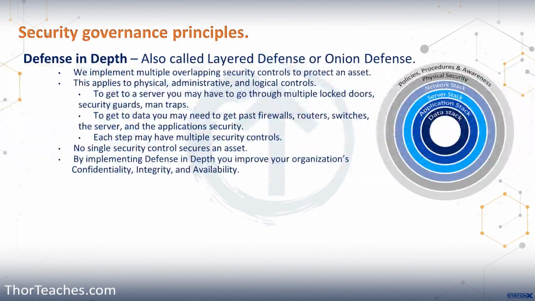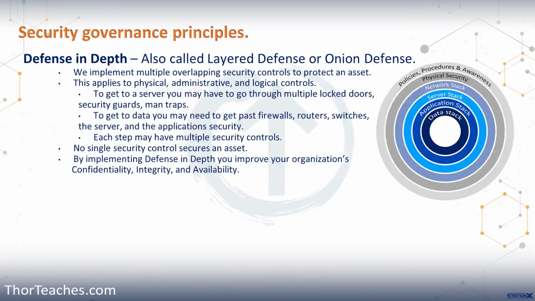And now that we have looked at those standards and control frameworks, let's look at another topic that is super important: defense in depth. You will probably also hear it referred to as layered defense or an onion defense. And it all makes sense. Every time you peel one layer away, there's another defense there, and another, and another. And what that practically means is we implement multiple overlapping security controls to protect a certain asset. And that is both physical, logical, and administrative controls.